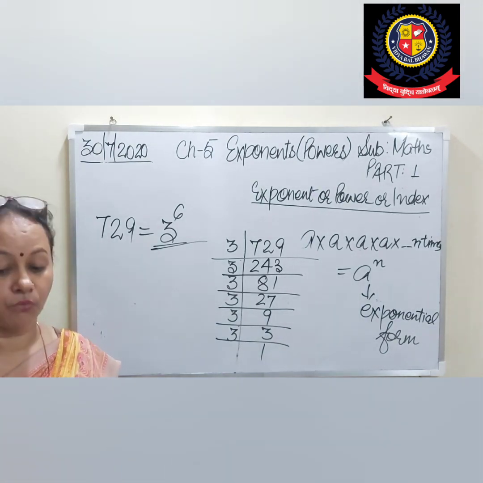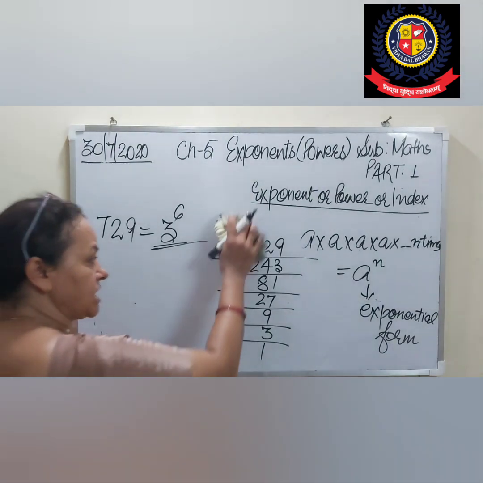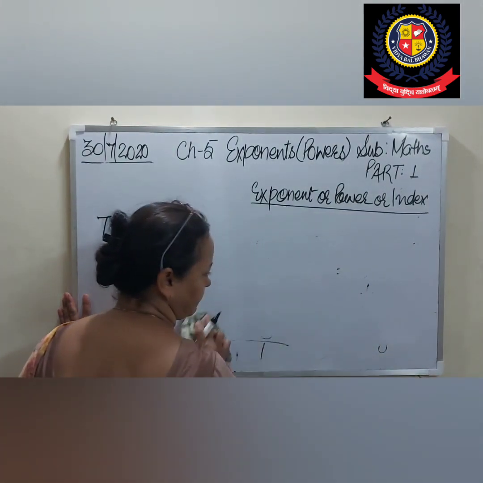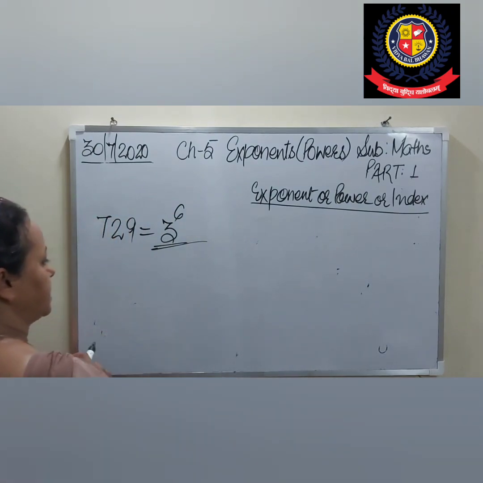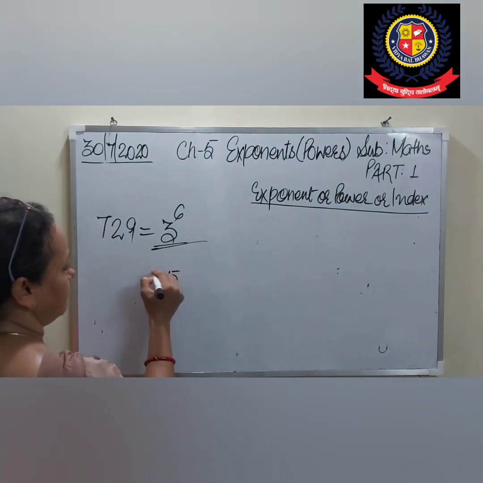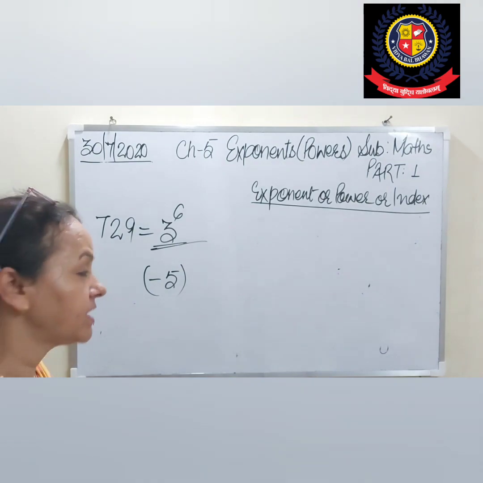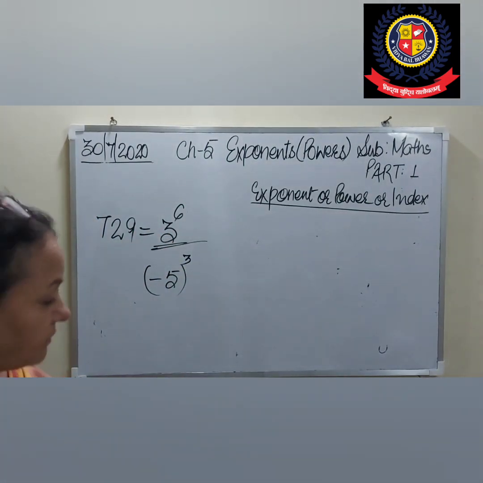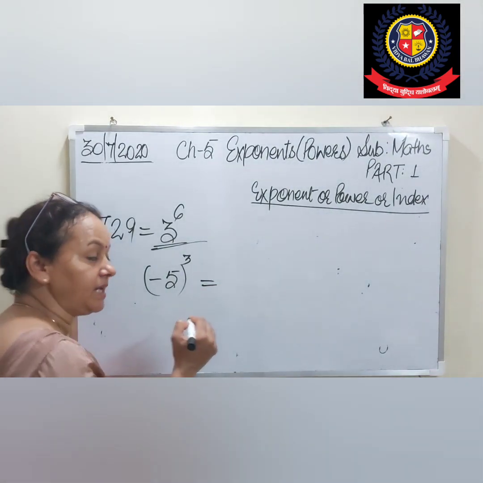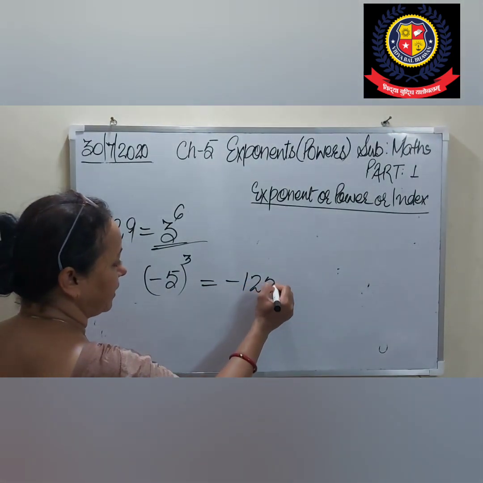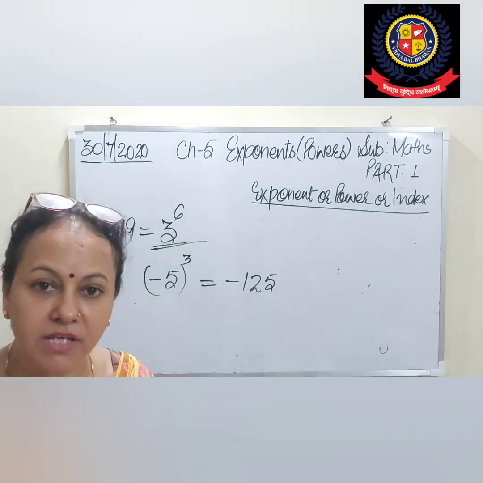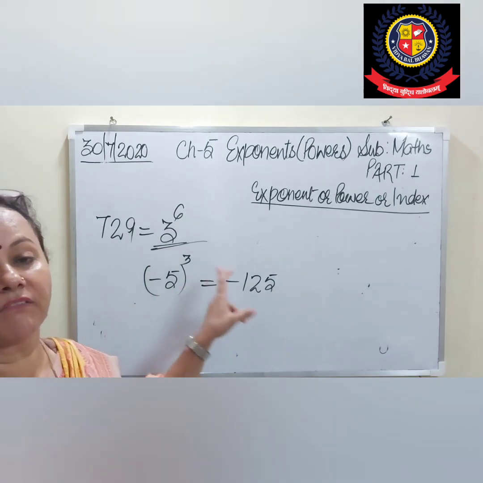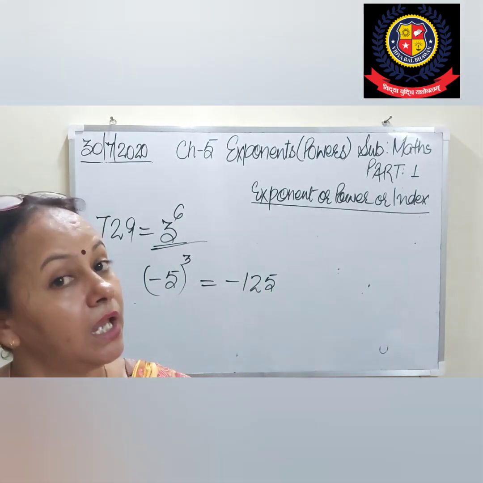Clear, student? One more thing I want to tell you, which is very important and always keep it in mind. If the number is written negative, see this is written minus 5 and its power is an odd number, always its answer will be negative. Minus 125. 5 5s are 25 and 25 5s are 125. Keep it in mind, whenever the base number is negative and the power is odd, your answer will be negative.